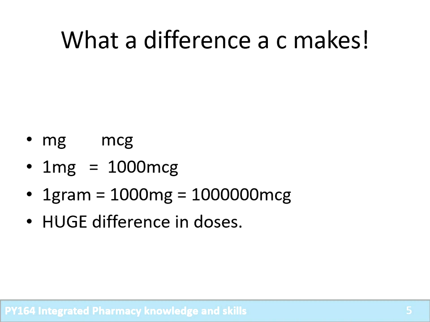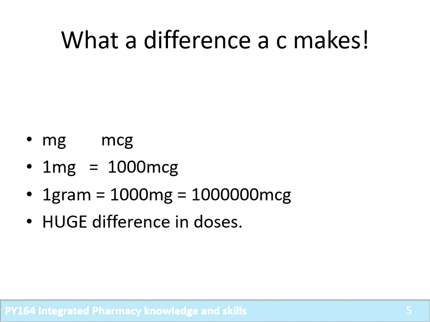So we've looked at this in basically what a difference a C makes. Milligrams and micrograms, 1,000 times difference. We add in a gram, so 1 gram is 1,000 milligrams, which means that it's 1,000,000 micrograms. That's a huge difference in doses. What is the practical difference that it makes?